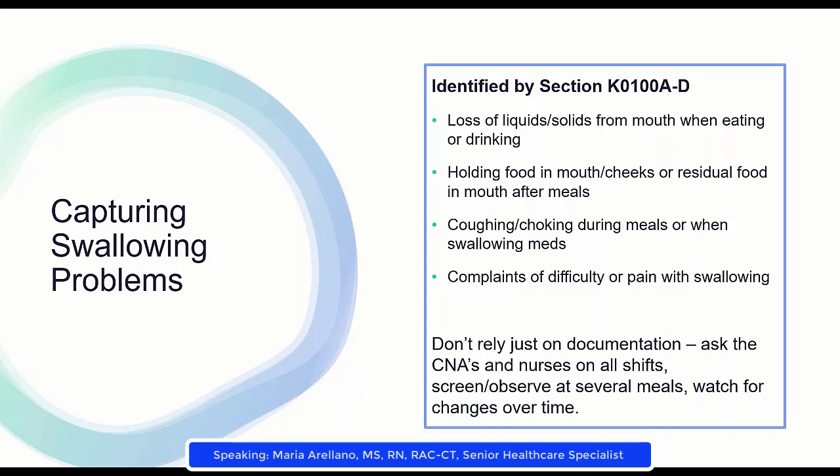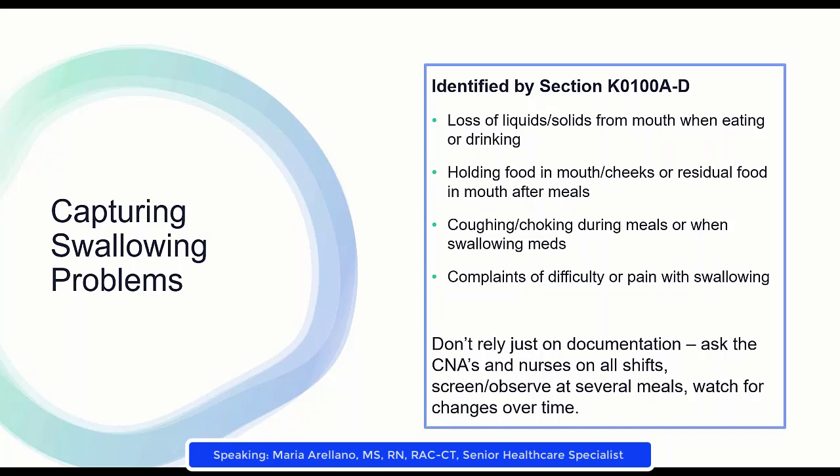Looking at ways to capture swallowing problems, a lot of folks just rely on the documentation, as if they have an existing swallowing problem, or hey, we've got a diagnosis, that's all we need. But really, this particular area is based on section K0100A.